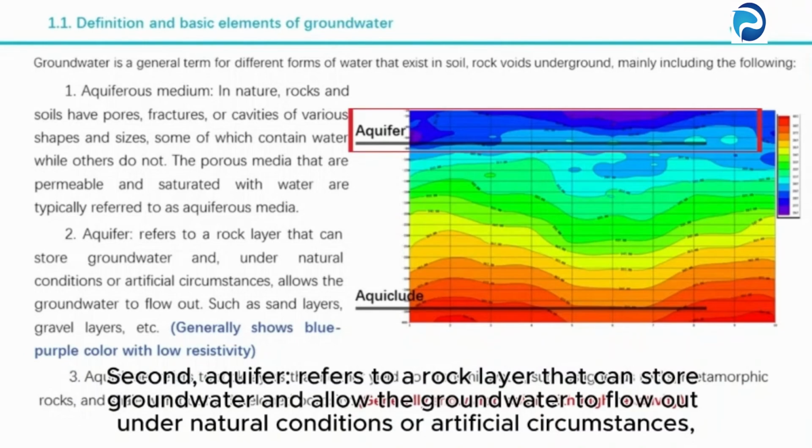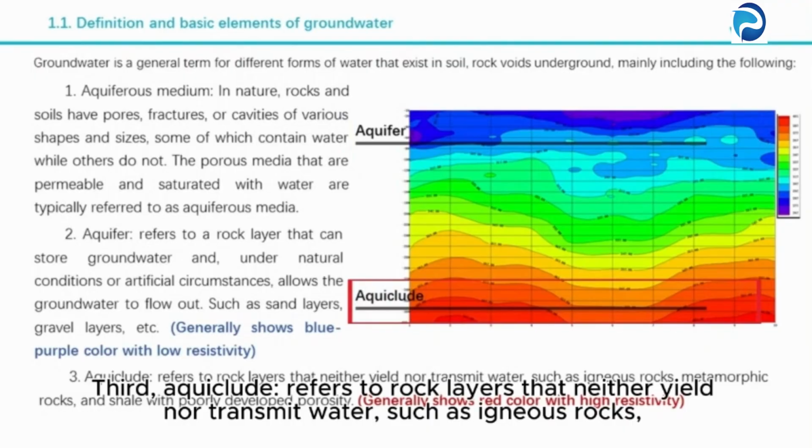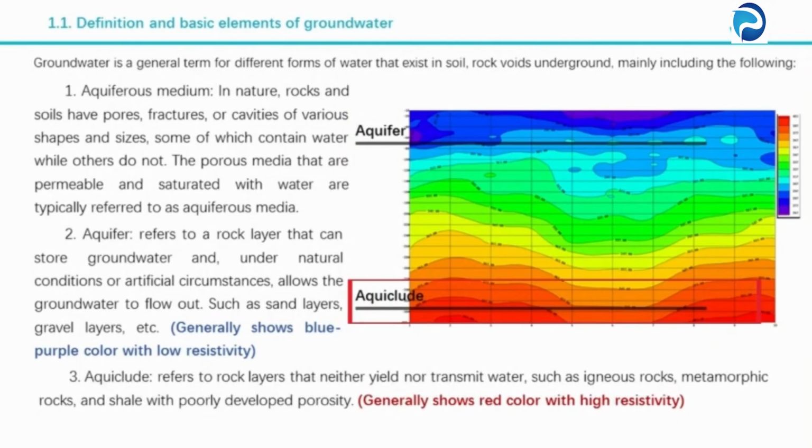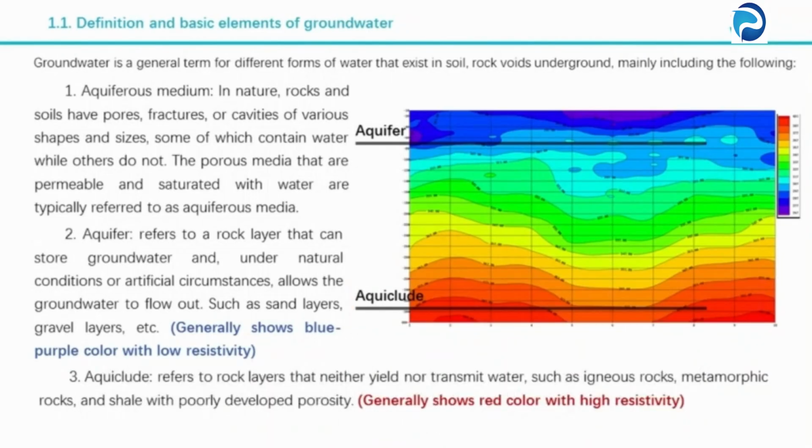can store groundwater and allow the groundwater to flow out under natural conditions or artificial circumstances, such as sand layers, gravel layers, etc. It generally shows a blue-purple color with low resistivity. Third, aquiclude refers to rock layers that neither yield nor transmit water, such as igneous rocks, metamorphic rocks, and shale with poorly developed porosity. It generally shows a red color with high resistivity.